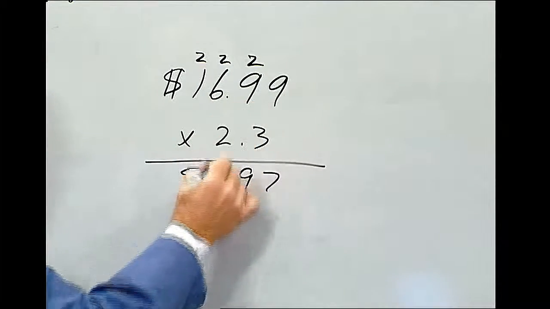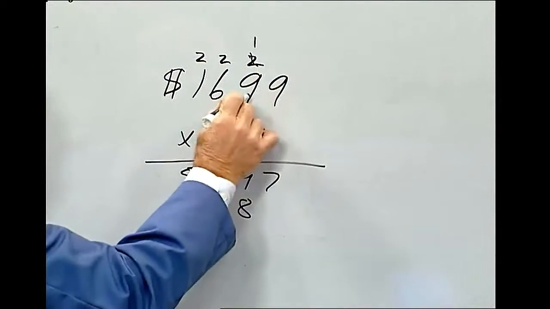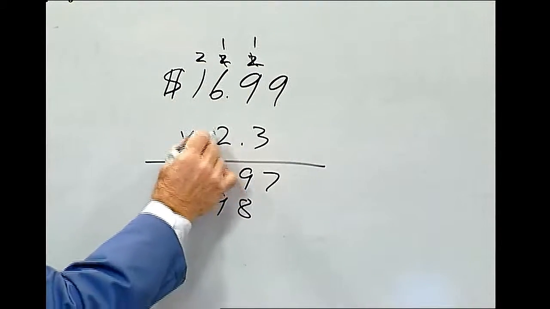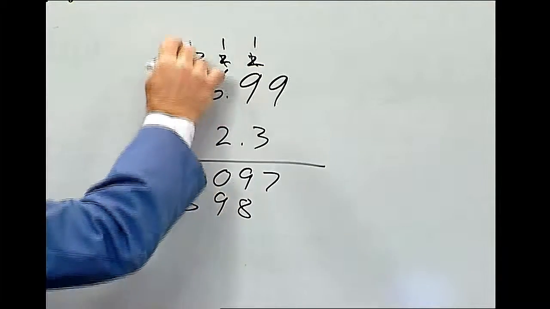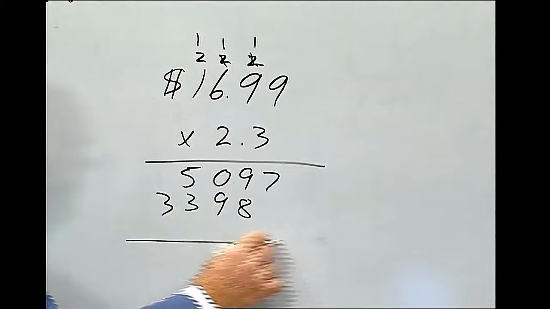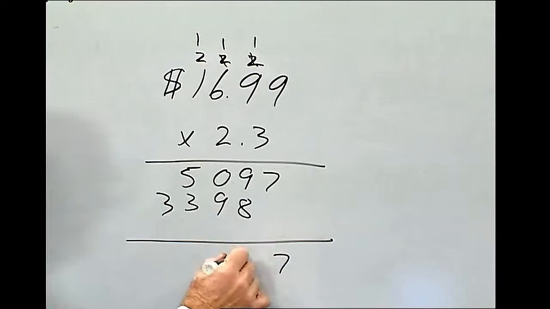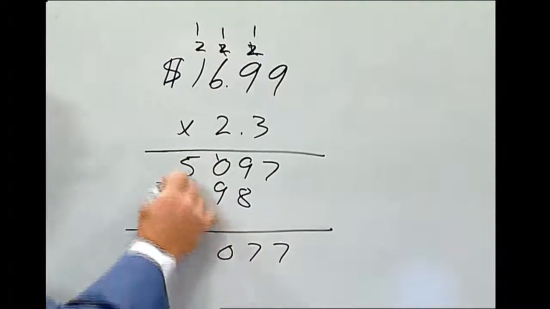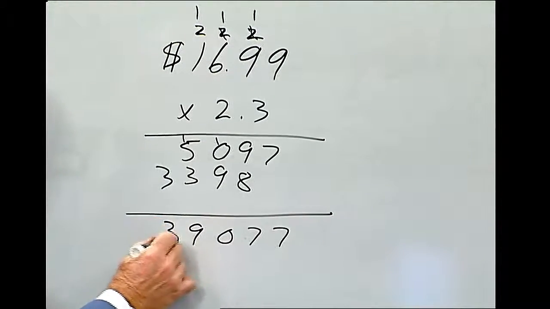Now 2 times 9 is 18. 2 times 9 again, 18, plus 1 is 19. 2 times 6 is 12, plus 1 is 13. 2 times 1 is 2, plus 1 is 3. Let's add the amounts together. 7, 17, carry the 1. 9 plus 1 is 10, carry the 1. 6 plus 3 is 9, 3.